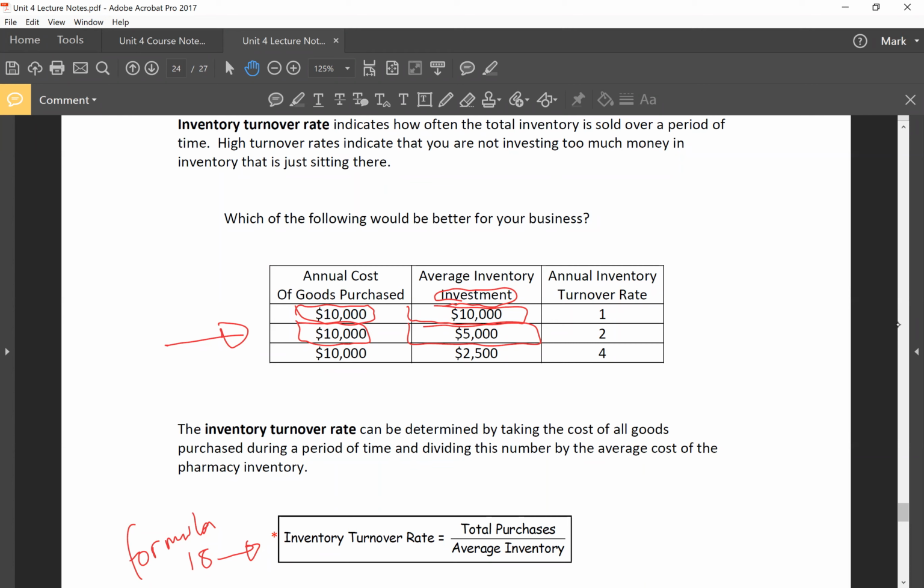It's similar to net and gross profit. An investment is the money that you have put in. So in all of these situations, the cost is $10,000, but your investment is dropping the more items you sell. This is not a final exam question or anything, don't worry, but the high turnover rate is better for your business. The investment that you're putting into your inventory is lower. That means you're going to make more money.